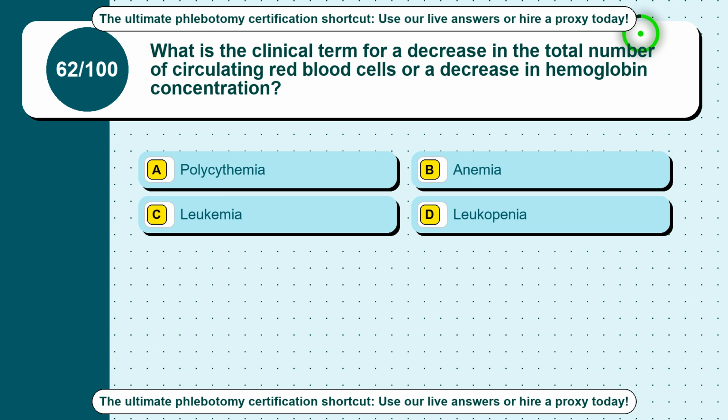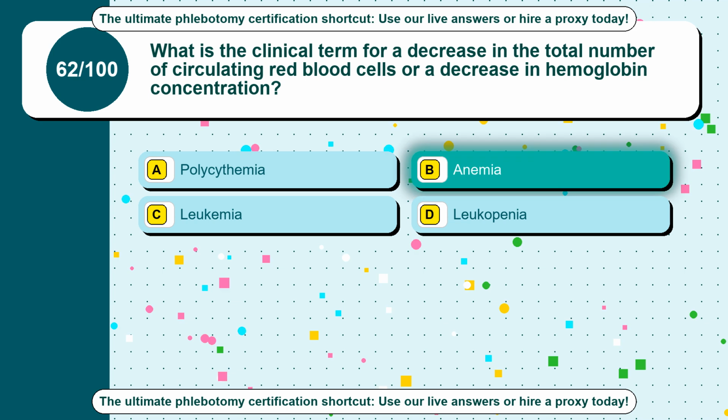Question 62. What is the clinical term for a decrease in the total number of circulating red blood cells or a decrease in hemoglobin concentration? Option A, polycythemia. Option B, anemia. Option C, leukemia. Option D, leukopenia. The correct answer is option B, anemia.